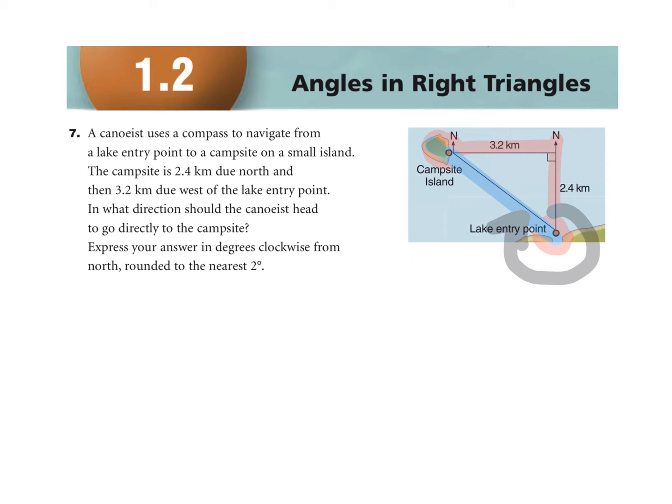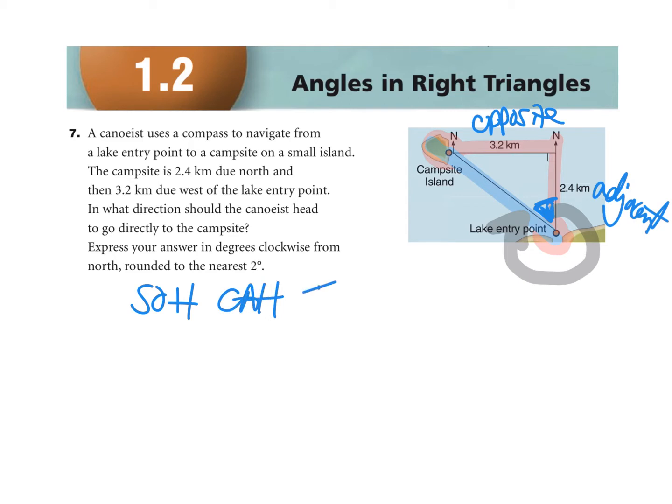So in order to do this, we're going to have to solve for the internal angle, this angle here on the inside. So we begin by labeling our right triangle. The 3.2 kilometers is the opposite side, and the 2.4 kilometers is the adjacent side. And then when we consider SOHCAHTOA, which ratio uses the opposite and the adjacent? That's tangent. So SOHCAHTOA, the O stands for opposite, the A stands for adjacent.